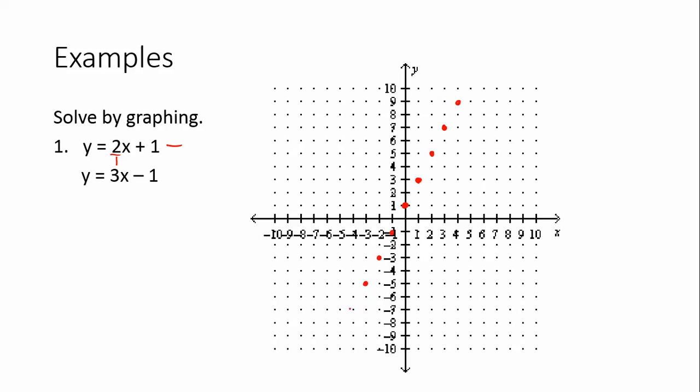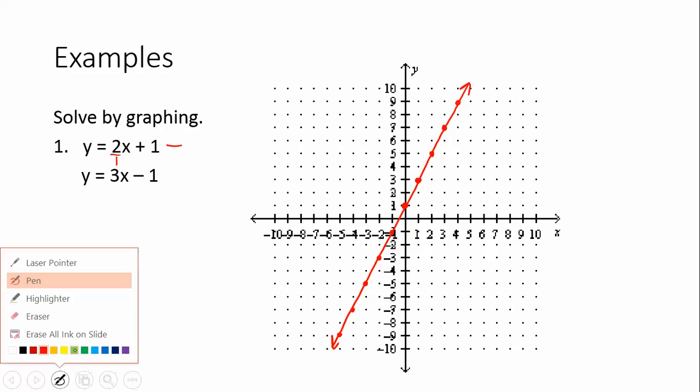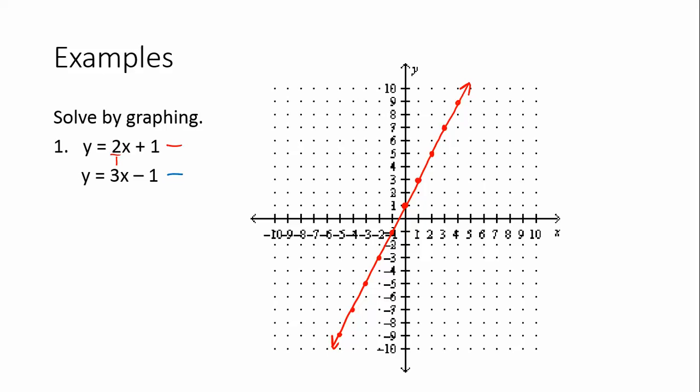Remember, initially I'm not sure where these lines are going to intersect, so I like to go all the way across the graph. That way I don't have to extend the line later. The second equation I'll do in blue, and that's y equals 3x minus 1. So we're starting at negative 1 on the y-axis, and my slope is a positive 3 over 1. So I'm going up 3 and over 1. I'm also going to go down 3 and over 1.